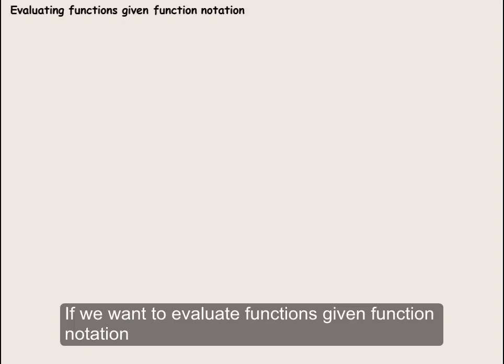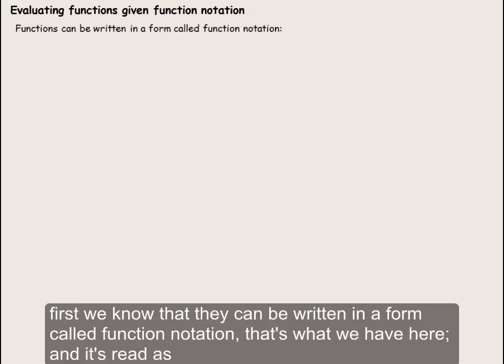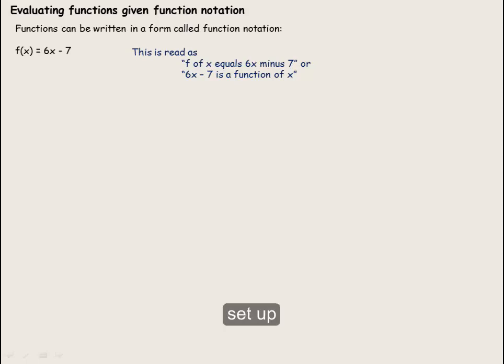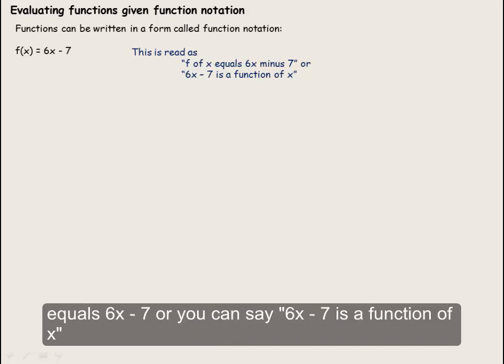If we want to evaluate functions given function notation, first we know that they can be written in a form called function notation, and that's what we have here. And it's read as f of x. So when you see this parenthesis set up, that's f of x equals 6x minus 7, or you can say 6x minus 7 is a function of x.